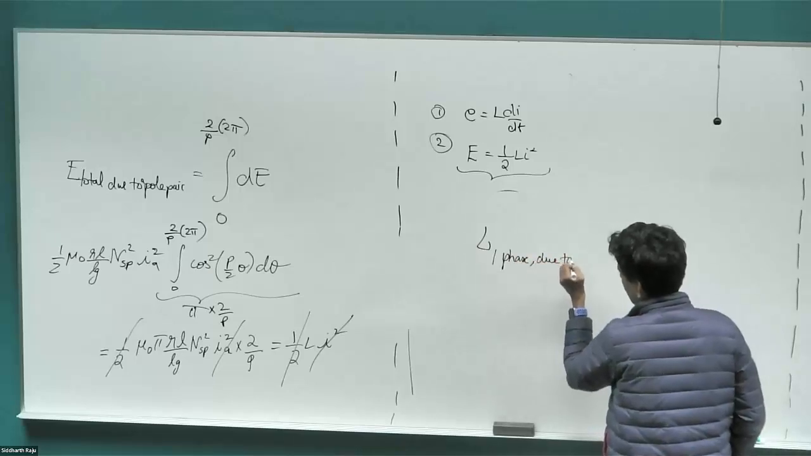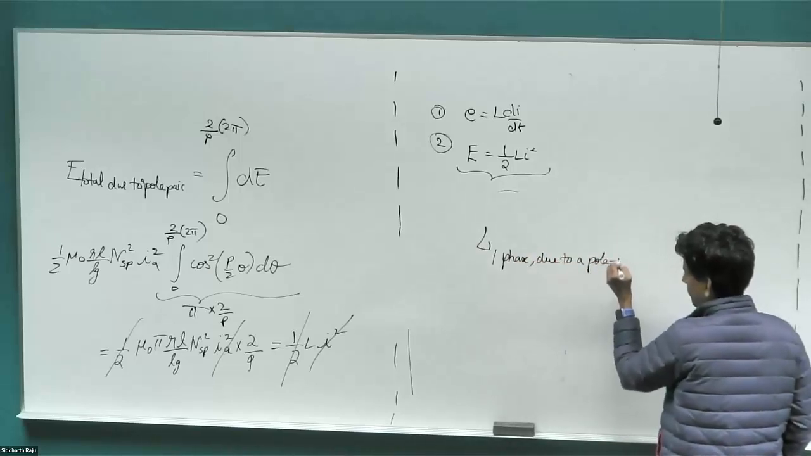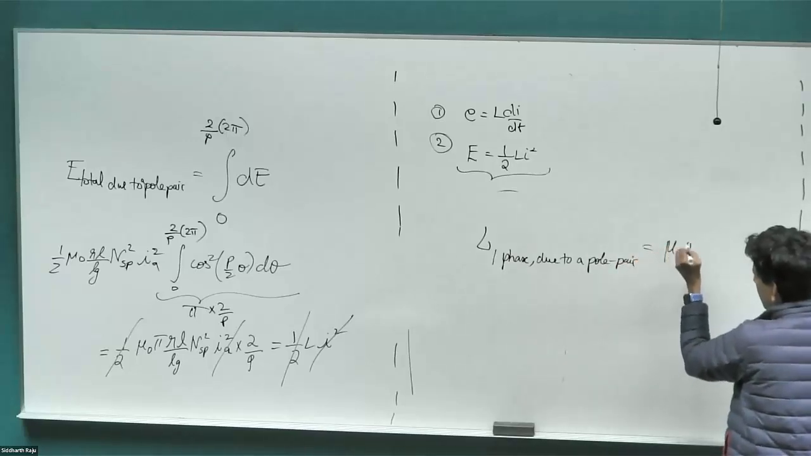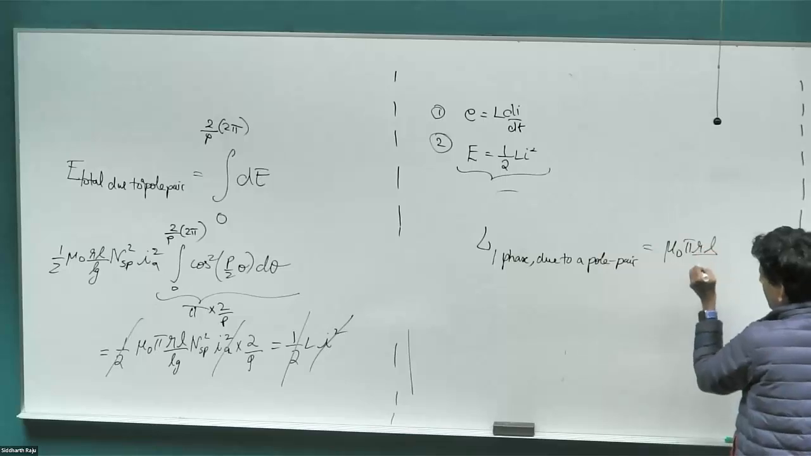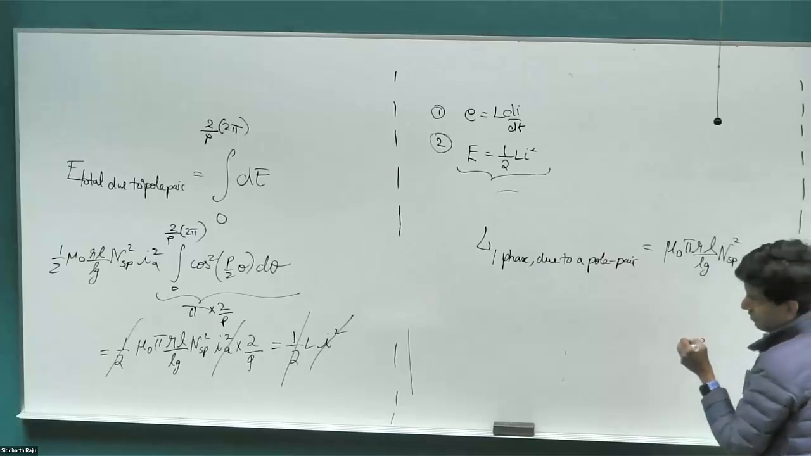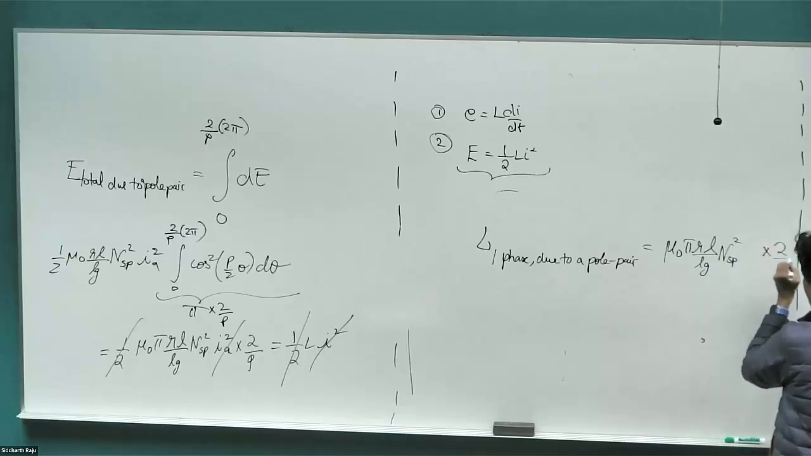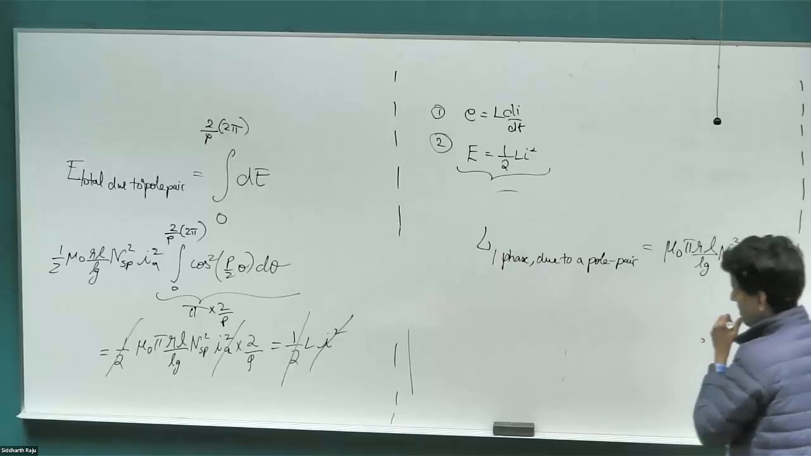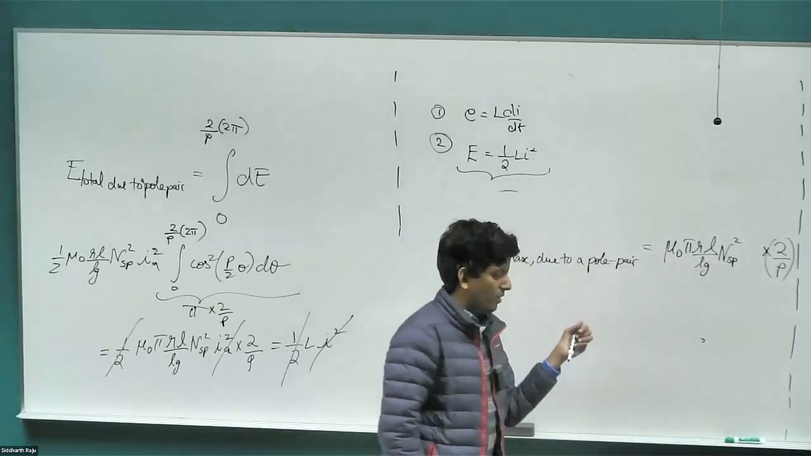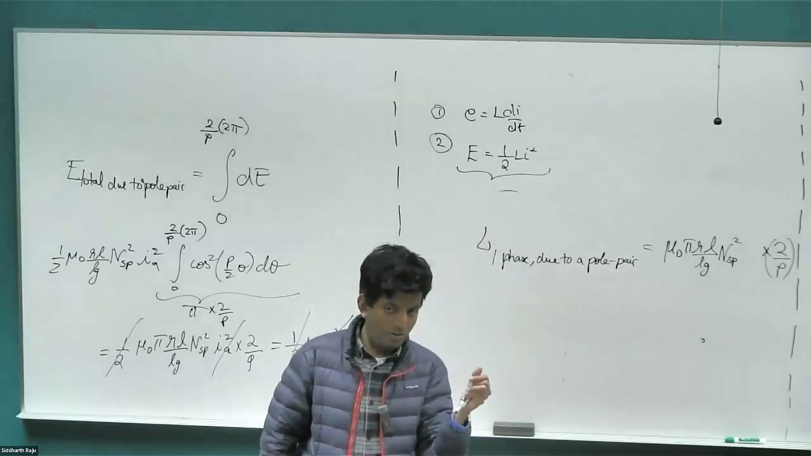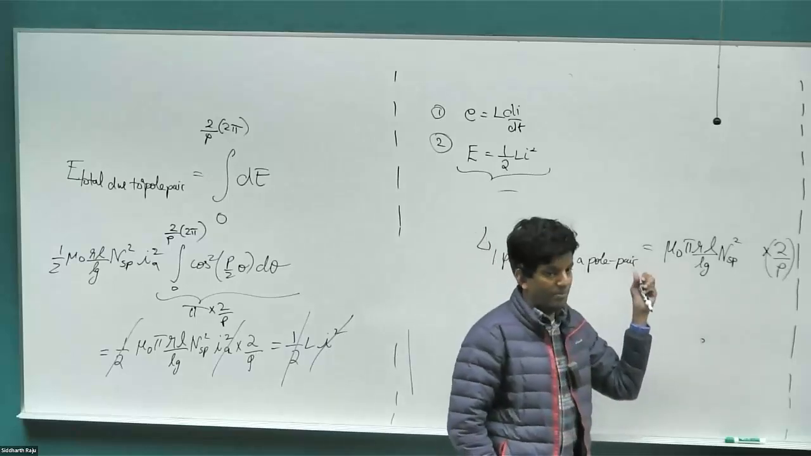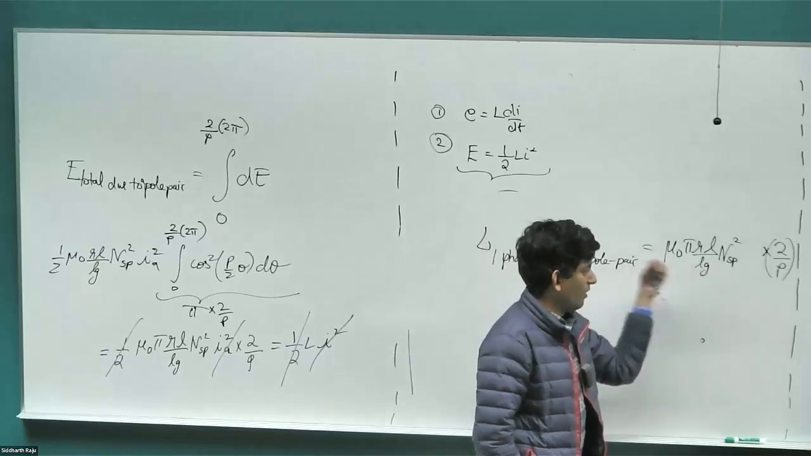due to a pole pair is equal to mu naught pi RL divided by LG times NSP square times 2 by P. So this form should remind you back to the inductance we got for a solenoid, which was basically mu naught n squared A divided by L. Right? The L was basically the length of the core.